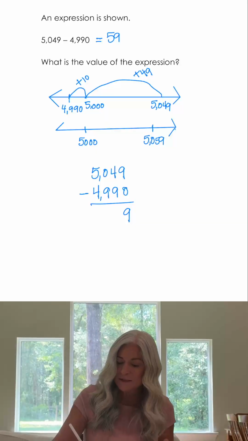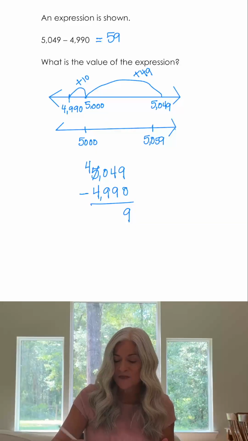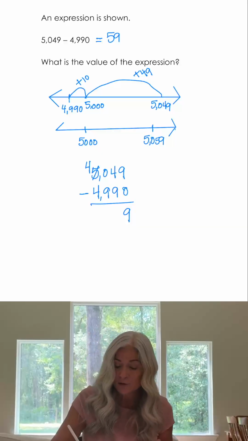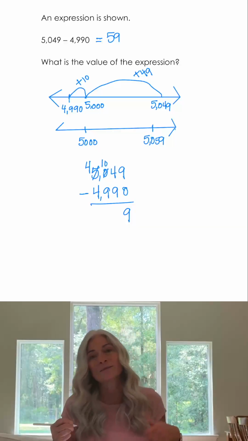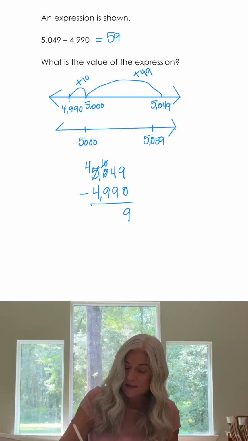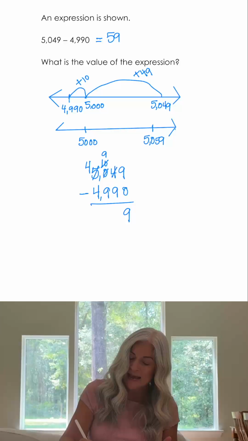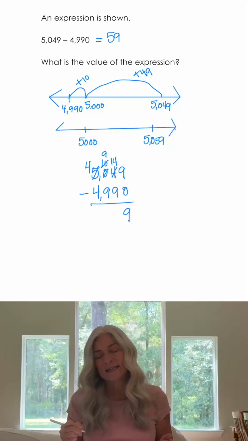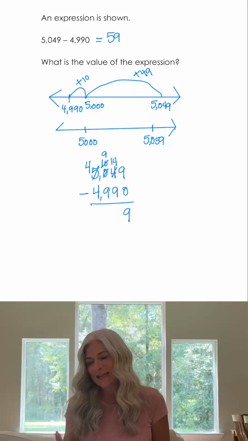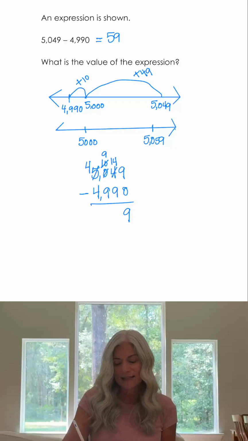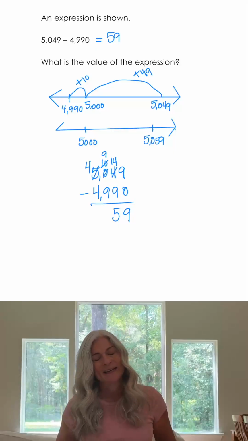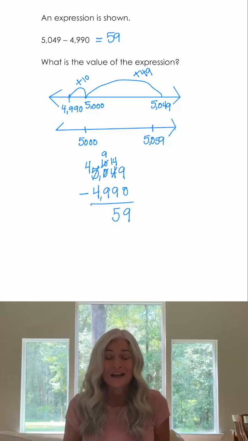I do have 1,000, so I'm going to take that 1,000. That's 10 hundreds. Now I've got some hundreds. I'm going to take one of the hundreds away. That's 10 tens that I'm going to add to my 4 tens. Now I have 14 tens. 14 tens minus 9 tens is 5 tens. Everything else is 0.